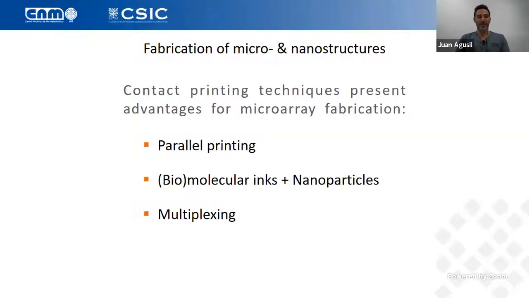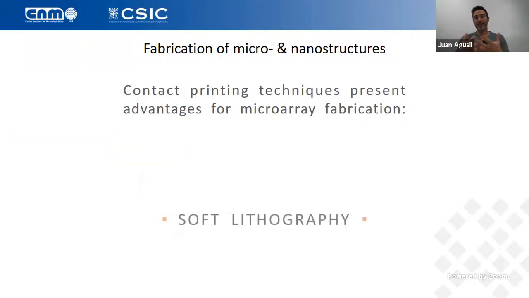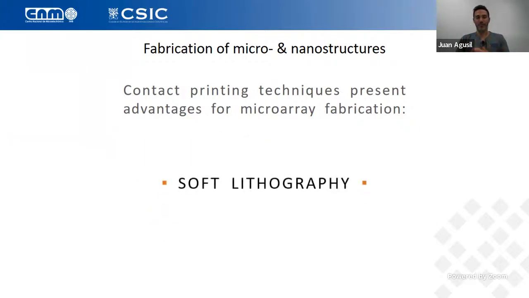We have developed printing techniques because they offer a lot of advantages for microarray, surface, or microparticle functionalization. For example, they offer polymer printing. You can use biomolecular inks or nanoparticles, and you can multiplex, that means different areas of your substrate with different kinds of inks. And the best technology to create these functionalities is soft lithography.